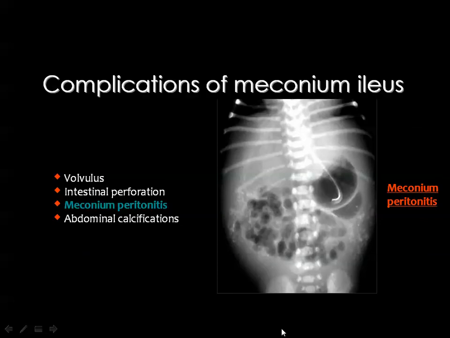Then complications of meconium ileus include the result of the intestinal volvulus or even intestinal perforation. Perforation will lead to the meconium being in the peritoneal cavity. This will result in some sort of calcification within the peritoneal cavity, and this appearance, whenever seen in a neonate, is almost diagnostic of meconium peritonitis.